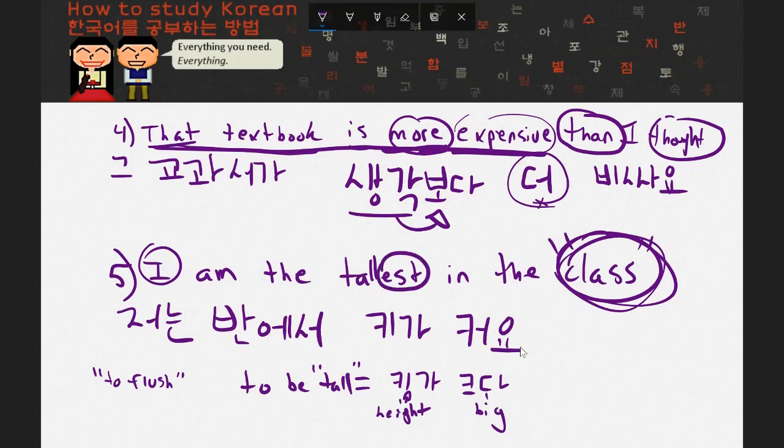You need to indicate some sort of superlative here where you're the best, or you're the highest, or you're the strongest, or you're the smartest, or something like that. And anytime you want to indicate that you're the best of something, or the smallest, or the tallest, or the smartest, or anything like that, you need to use one of the words, either 가장 or 제일. I'm going to use the word 제일, but you could use 가장 if you wanted to.